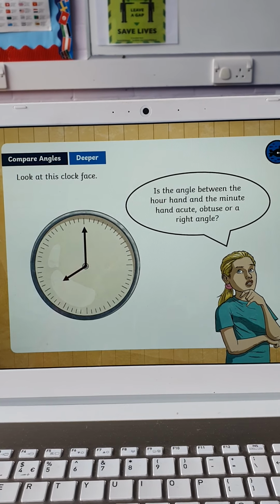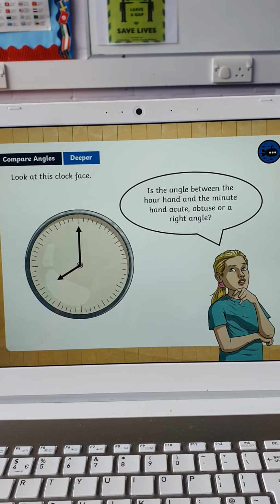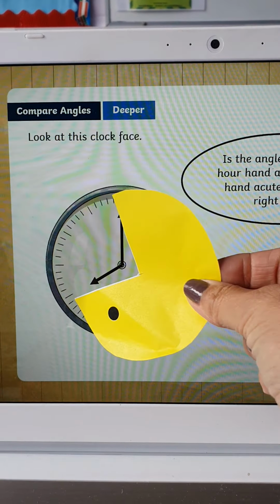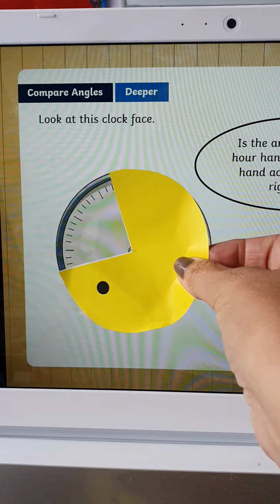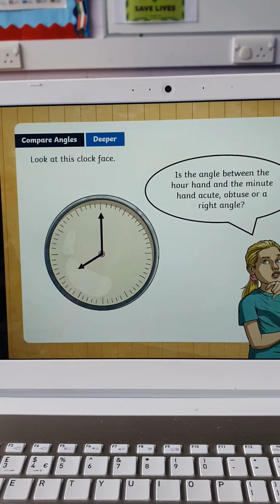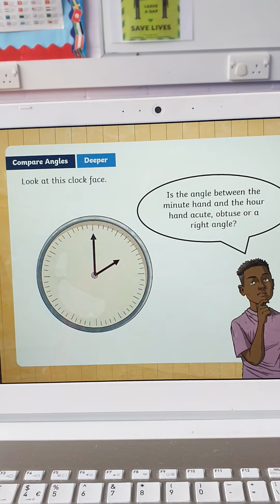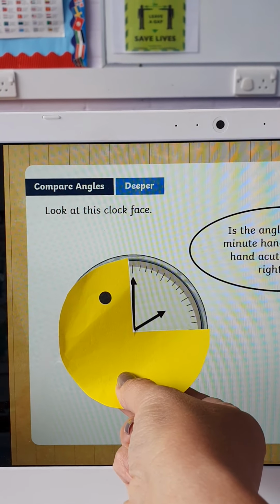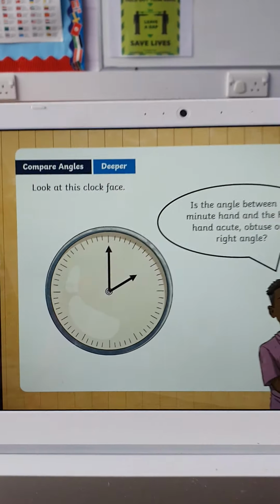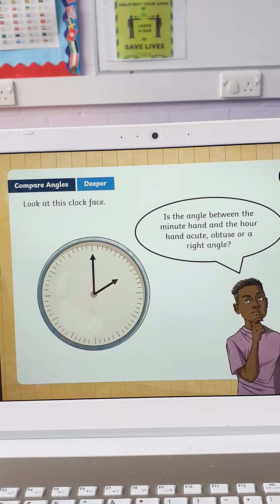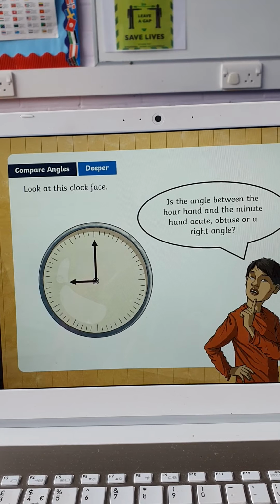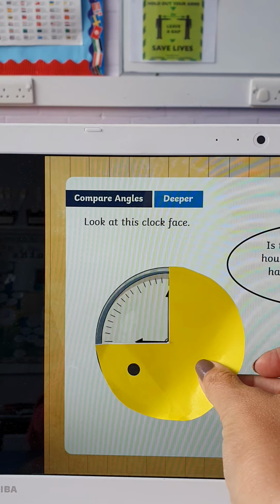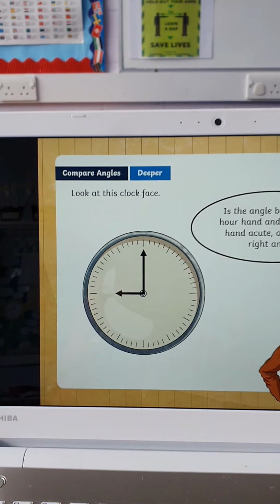So here on the clock face, the hands of the clock are making an angle. The angle between the hands is bigger than a right angle, so that means it's an obtuse angle. This time, the angle is smaller than the right angle, so that is an acute angle. This time, when we use our right angle finder, we find that that angle is a right angle.